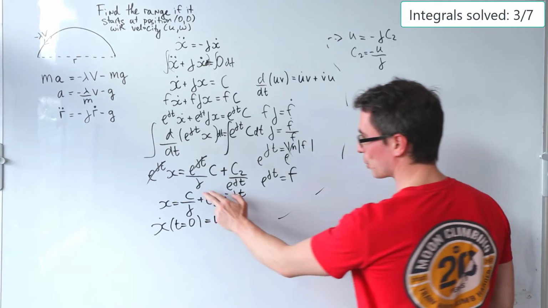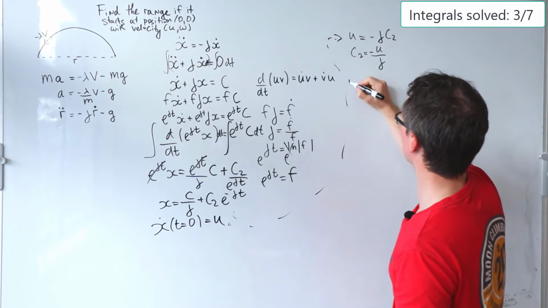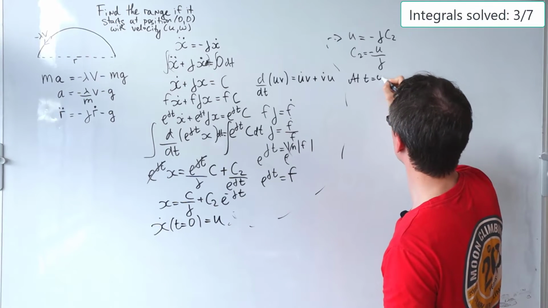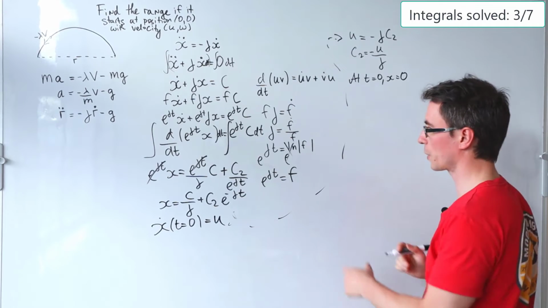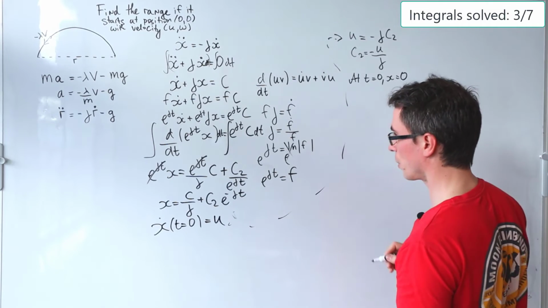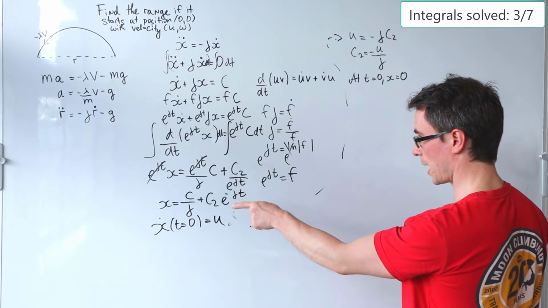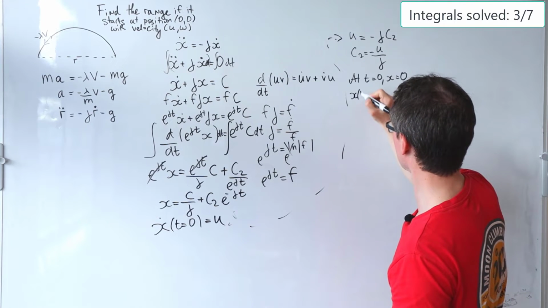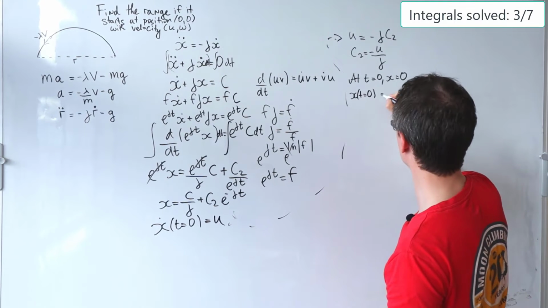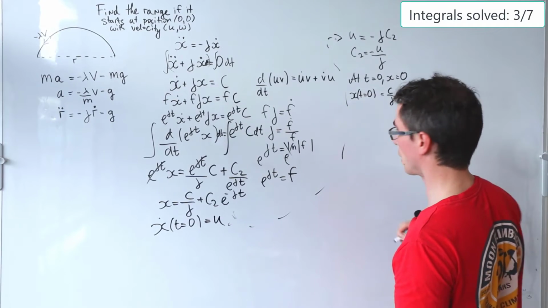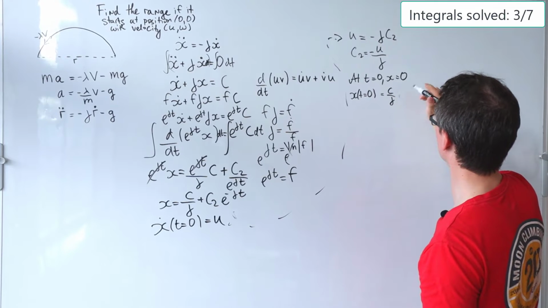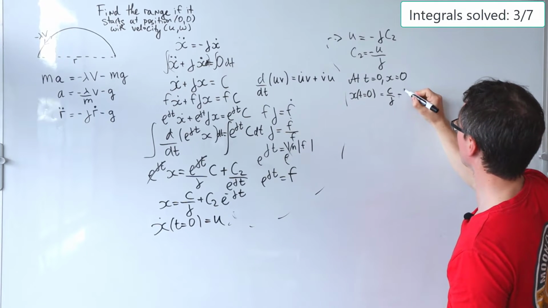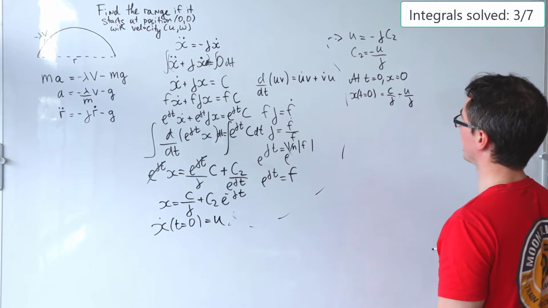Time for the second boundary condition to figure out what c is. So at t equal to 0, x should be equal to 0, assuming that we start at the origin. So let's see, what would that give us? x at t equal to 0 is just going to give me c over gamma plus c2, which was just minus u over gamma.